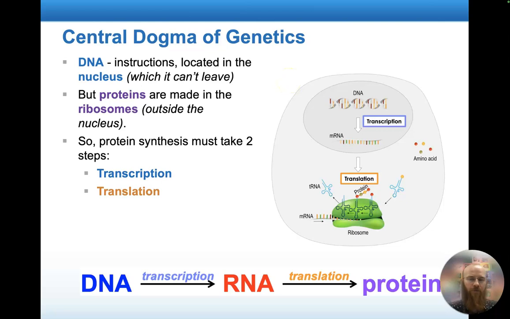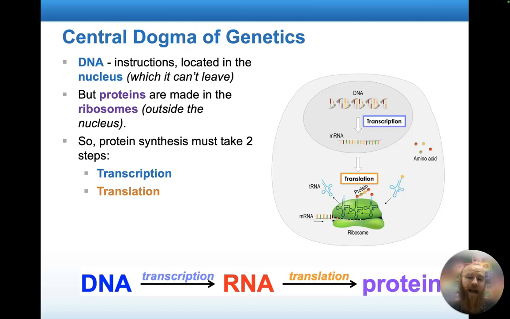So the issue here is that we're using this information to build all the proteins that we need in the cell and in our body, but proteins can't be made in the nucleus. They're going to be made outside of the nucleus, in the surrounding cytoplasm, that fluid throughout the cell. Specifically, that's going to happen at those little protein factories that we call ribosomes. Ribosomes are outside the nucleus. Our DNA is inside the nucleus and won't leave.